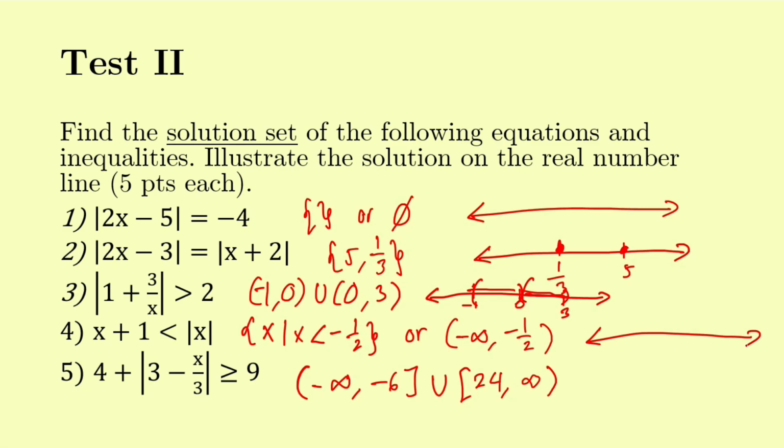Next, for number 4, negative infinity hanggang negative 1/2. So, let's put 0 for reference. Tapos, negative 1/2. And then, from negative infinity, that means ganyan siya. For number 5, negative infinity hanggang kay negative 6. Tapos, 24 infinity. Kasama si negative 6 at 24. So, we will use brackets. And, ganyan ang graph nila sa number line. And that's all for test 2.